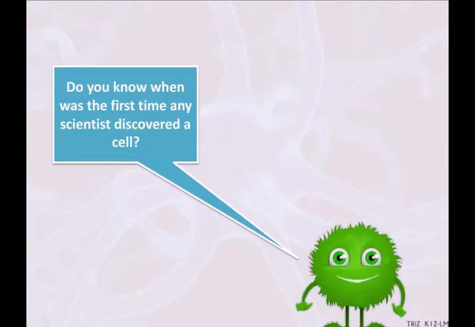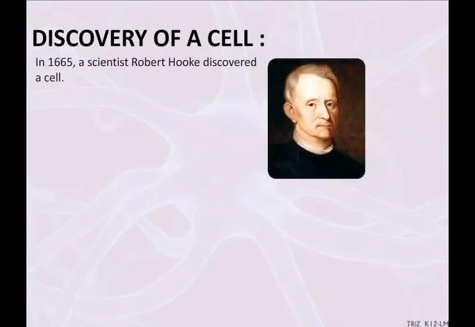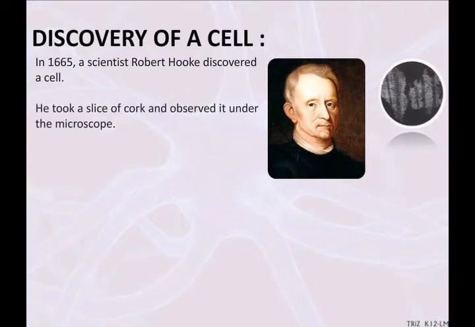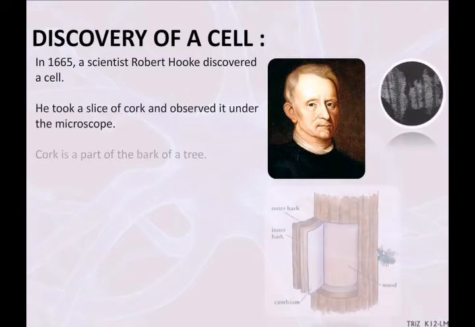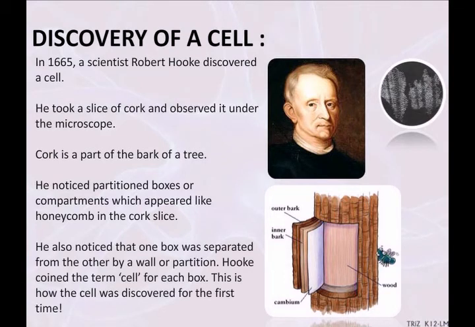Do you know when was the first time any scientist discovered a cell? In 1665, a scientist, Robert Hooke, discovered a cell. He took a slice of cork and observed it under the microscope. Cork is part of the bark of a tree. He noticed partitioned boxes or compartments which appeared like honeycomb in the cork slice. He also noticed that one box was separated from the other by a wall or partition. Hooke coined the term cell for each box. This is how the cell was discovered for the first time.